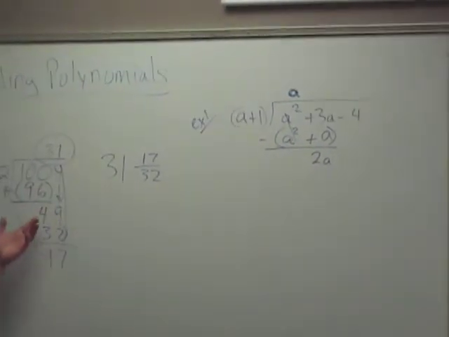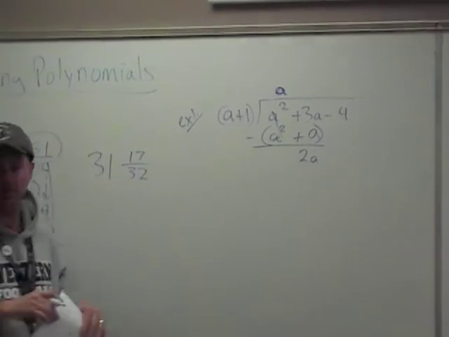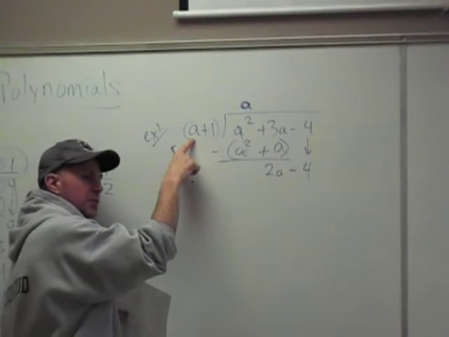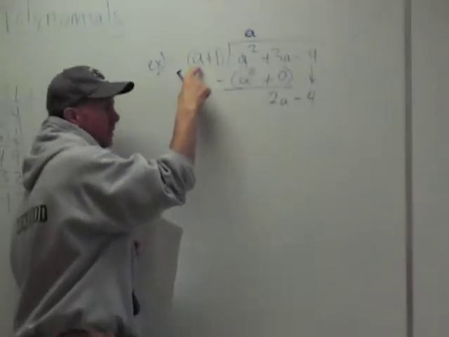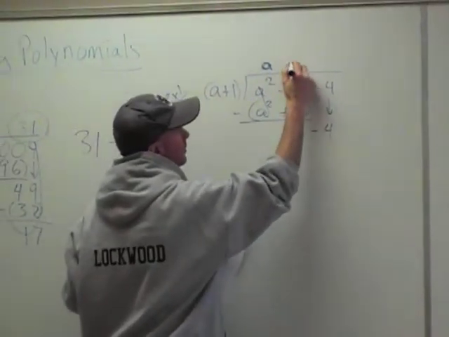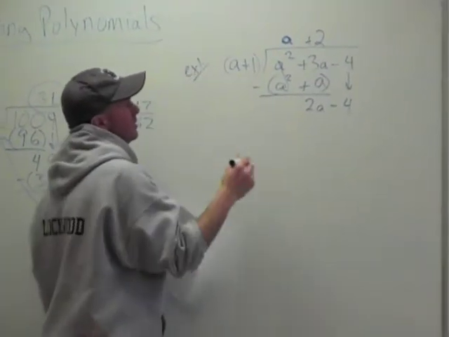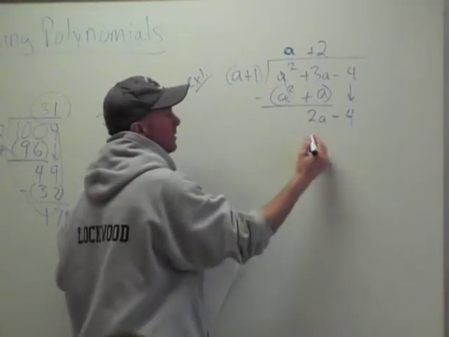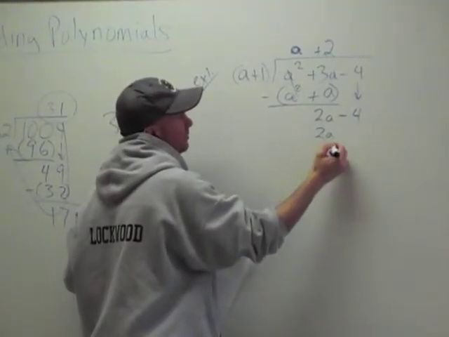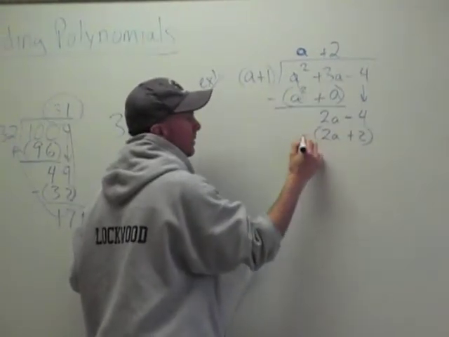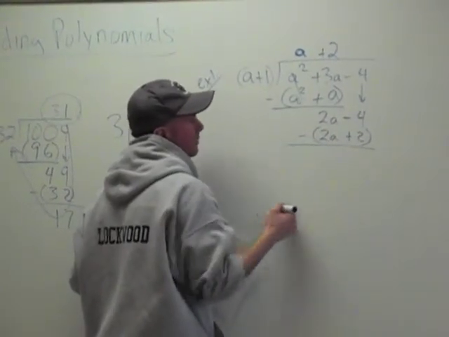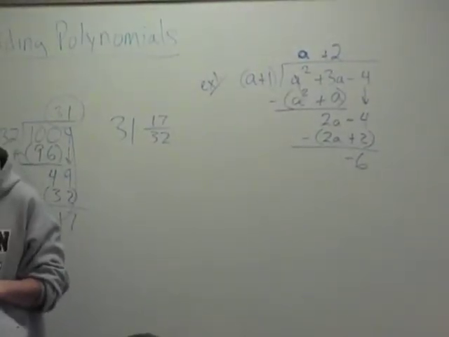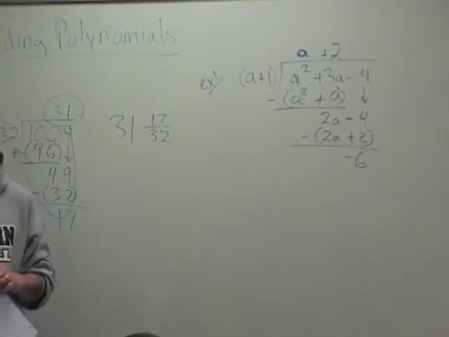Now what did we do over here? Oh, you dropped down the next position, which is minus 4. What times a? Look at the first number again. What times a gives you 2a? 2. Okay. So I'm going to show you something here in just a second that I want you to change. So 2 times a is 2a. And 2 times 1? 2. And subtract the whole thing. What do you get? -6. Are we done? No, you have the -6.